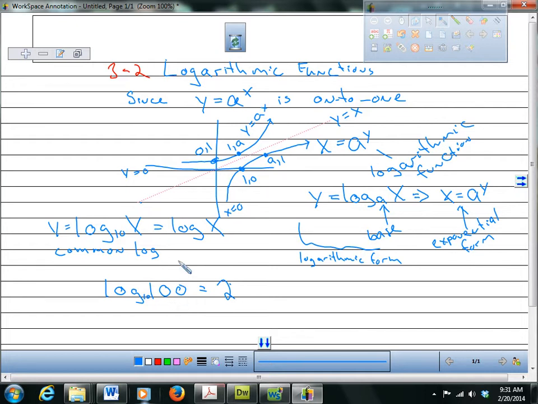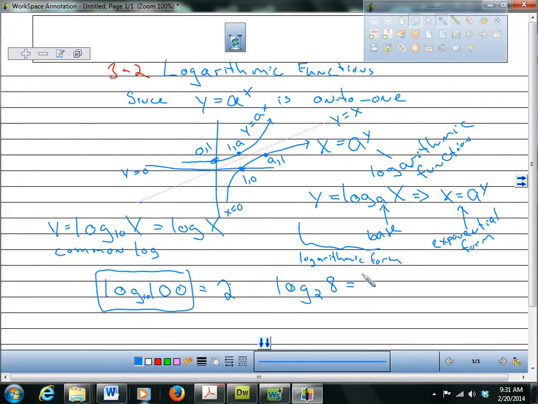You don't always have things in base 10. Sometimes you have things in base 2 or 3 or base e. Your calculator can do this for you. If you hit the log of 100 in your calculator, you will get out 2. But if you have something like log base 2 of 8, your calculator cannot do that in that form. Most calculators can't do that without using a change of base formula. But what is the answer to this?